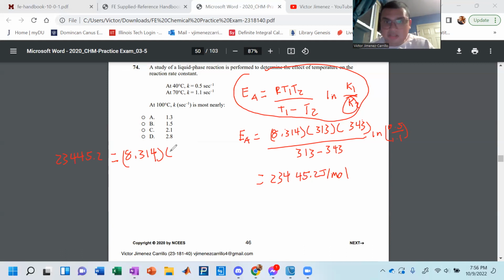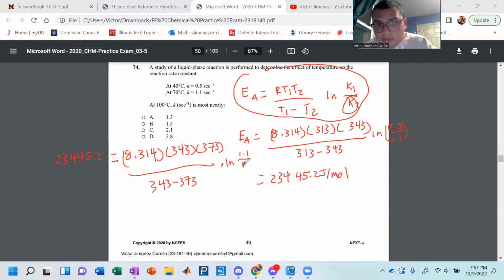multiplied by the new temperatures, which is going to be T1, T2, which would be 70 and 100, respectively, 343 and 373, divided by 343, multiplied by ln K1, which is what we have, 1.1 divided by K2. It gets a little messy, but you can solve for K2 relatively easily.